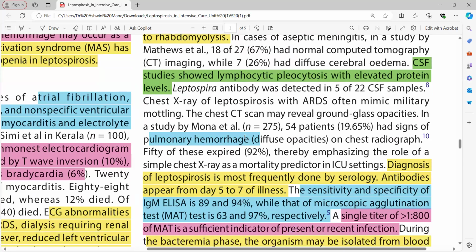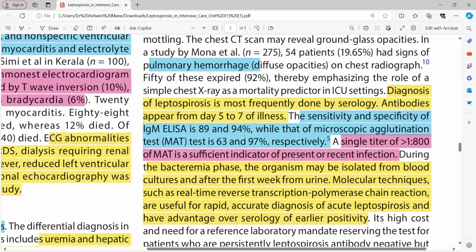So the diagnosis of leptospirosis is most frequently done by serology, and antibodies appear from 5 to 7 days of illness. The sensitivity and specificity of IgM ELISA is 89 to 94%, while that of the microscopic agglutination test is 63 to 97%. A single titer of more than 1 in 800 of the microscopic agglutination test is a sufficient indicator of present or recent infection.